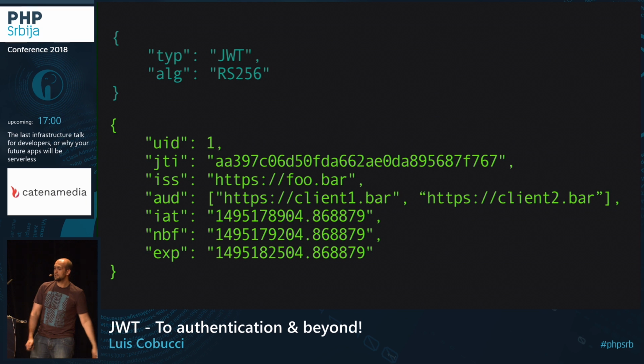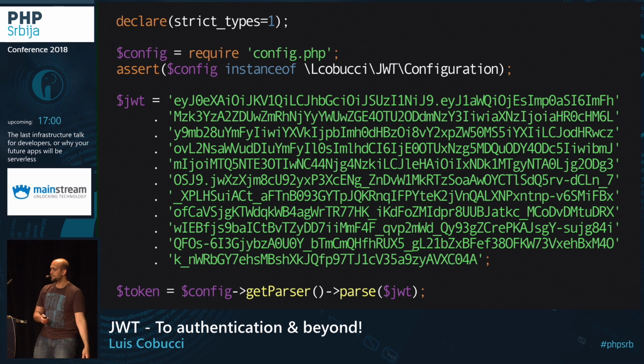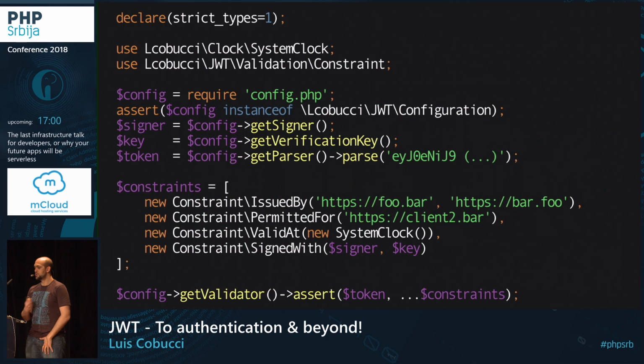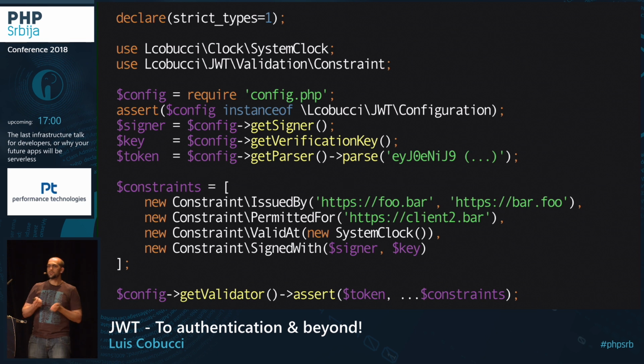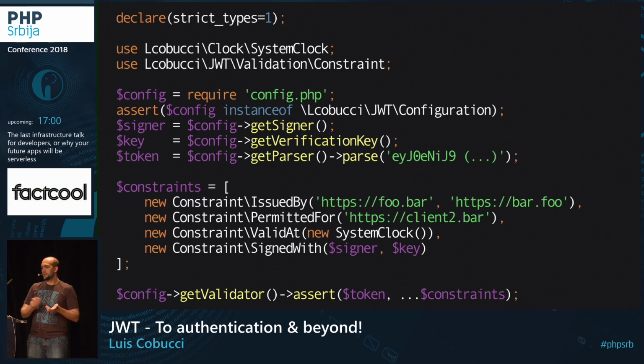To parse the token, you can just use a parser. So you get the configuration and pass the string there. The result of that will be a token object where you can just read and perform all the operations on that. To validate the token, you have two options. But these two options work with a list of constraints. And that's one of the biggest differences from the previous version of this library. You can compose your validation with all the constraints you want, and you can also create customized constraints.